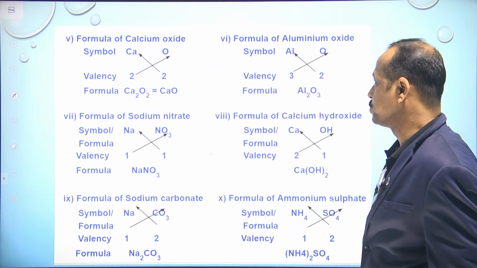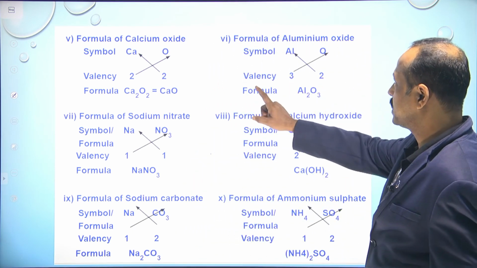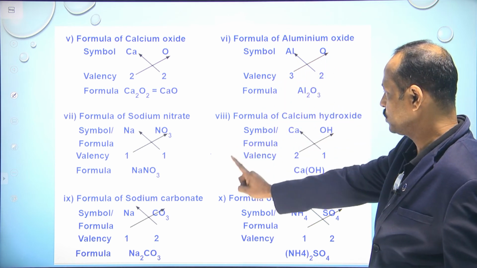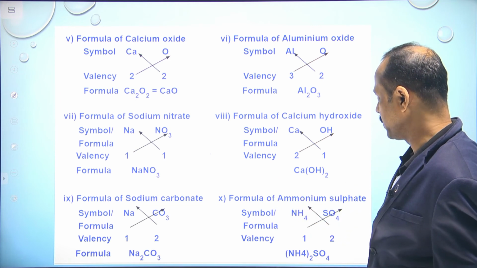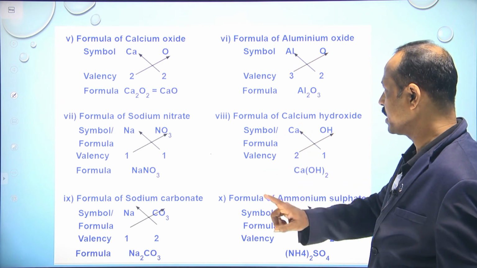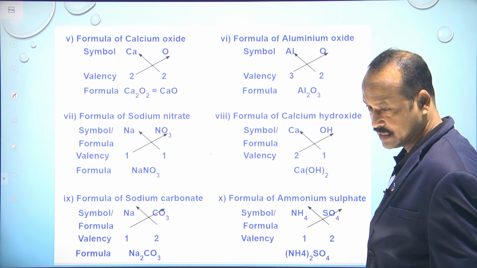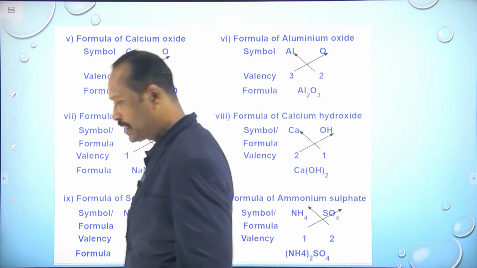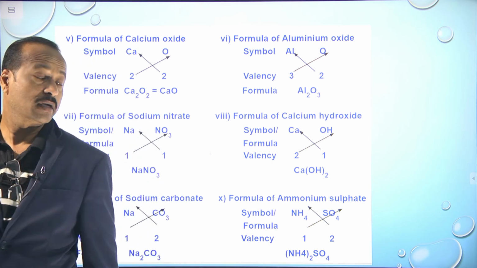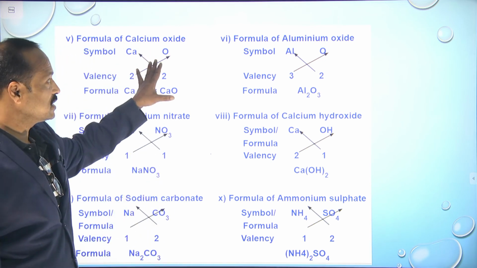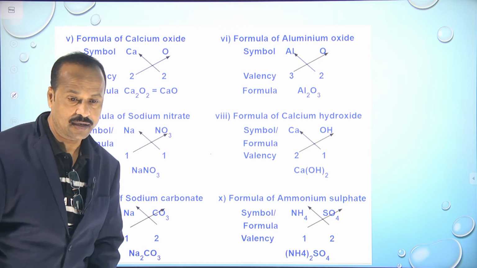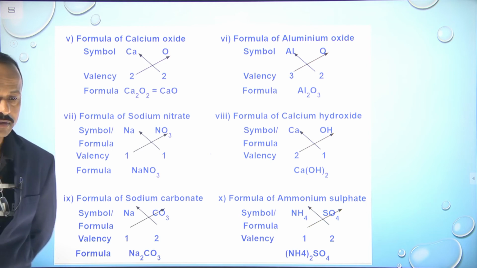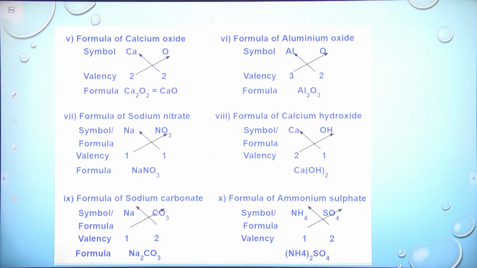Now there are some other formulas also. So you try these: calcium oxide, aluminum oxide, sodium nitrite, calcium hydroxide, sodium carbonate and ammonium sulfate. Try these formulas without looking at the board or the screen. Just take the names, write the formulas, and then check your answer to see whether it is correct or wrong.